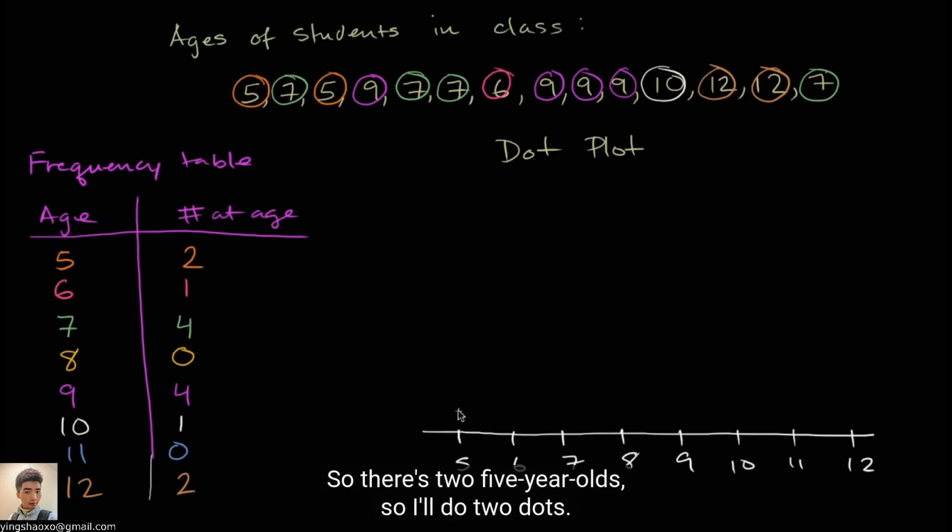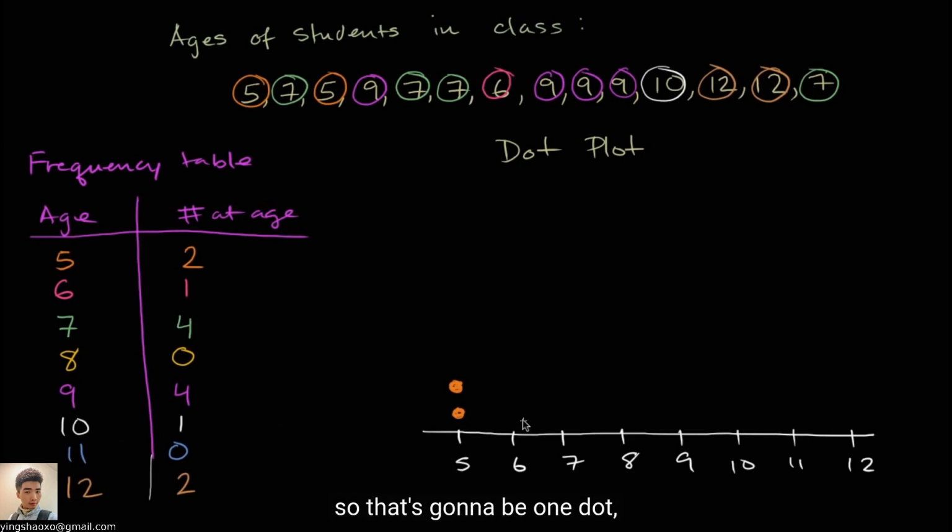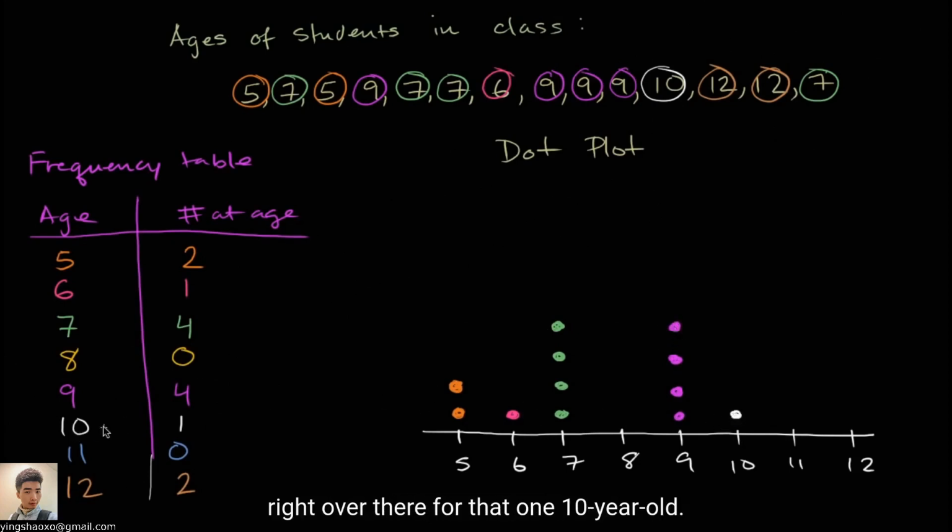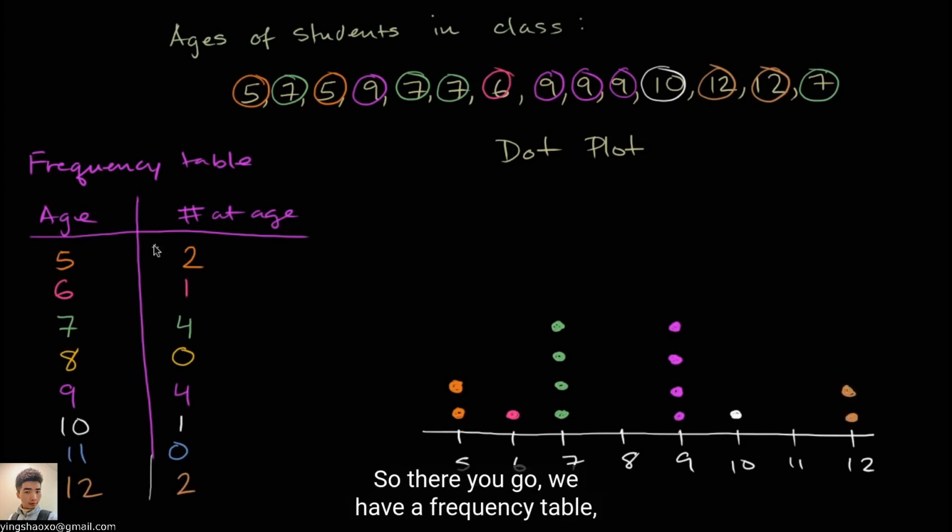So there's 2 5-year-olds, so I'll do 2 dots. 1 and 2. There's 1 6-year-old, so that's going to be 1 dot right over here. There's 4 7-year-olds, so 1, 2, 3, 4 dots. There's no 8-year-old. There's 4 9-year-olds, so 1, 2, 3, and 4. There's 1 10-year-old, put 1 dot right over there for that 10-year-old. There's no 11-year-old, so I'm not going to put any dots there. And then there's 2 12-year-olds. So 1 12-year-old and another 12-year-old. So there you go.